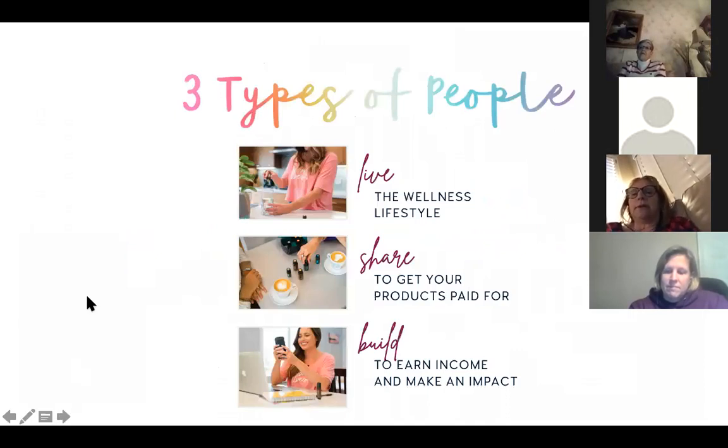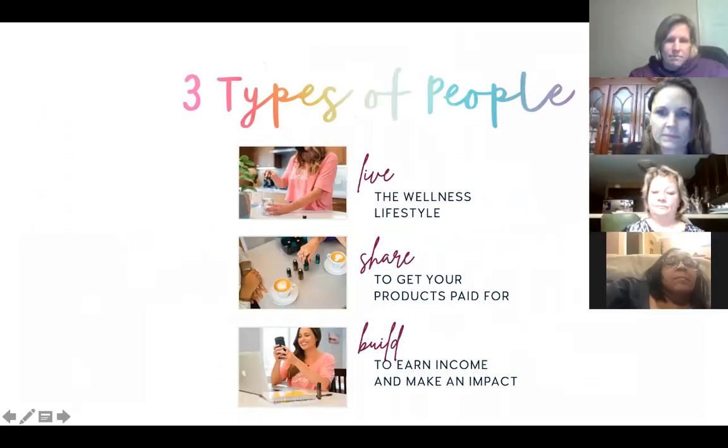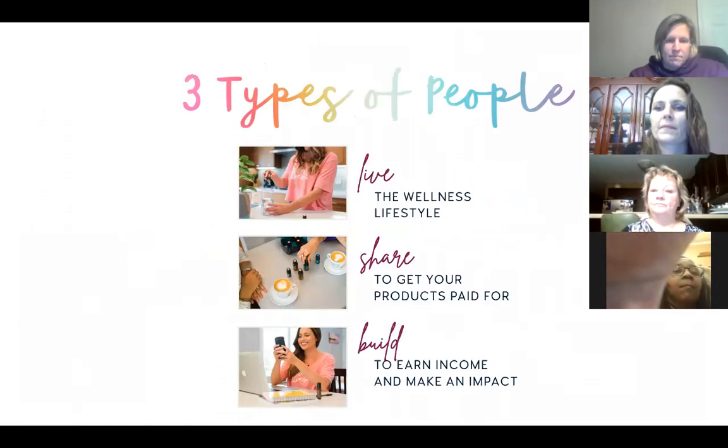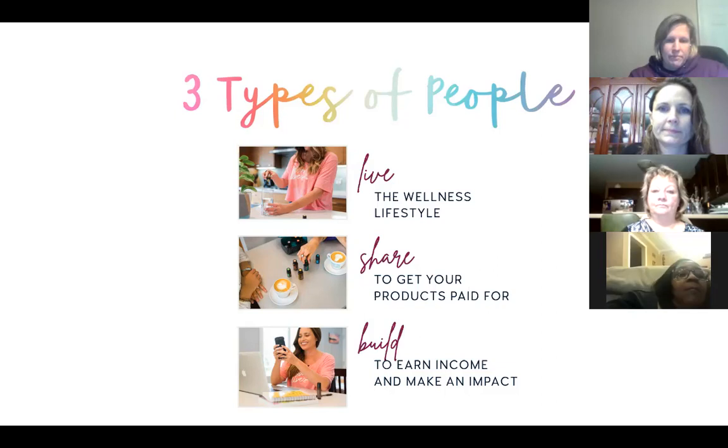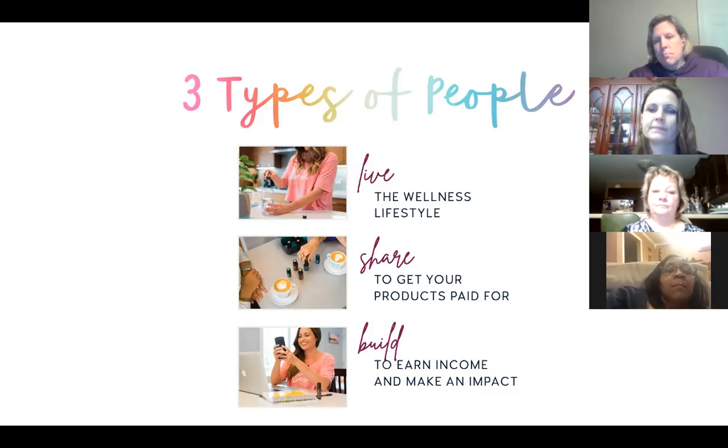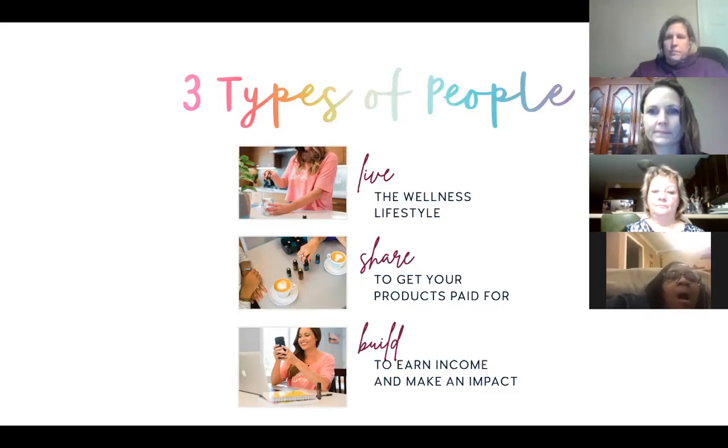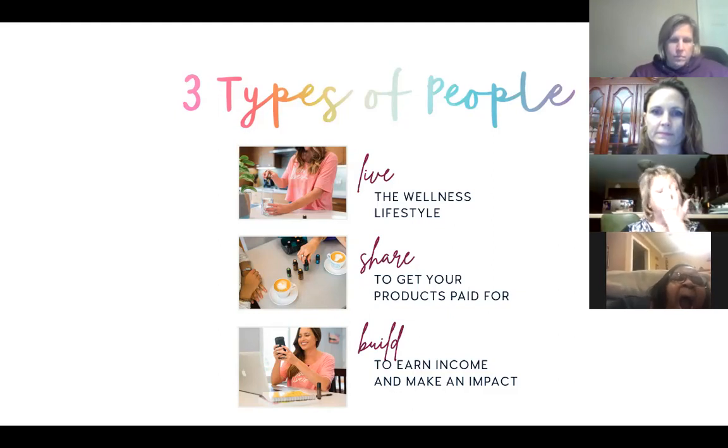So typically in doTERRA, the first benefit that doTERRA offers everyone is these incredible essential oils, right? We're provided with these beautiful essential oils where we can live this amazing wellness lifestyle. We can level up, focusing on our health and our wellness, and there's this incredible community. Those are the benefits and the reasons why I came into essential oils. But typically we find there are three types of people. There are people who want to live the wellness lifestyle. They love their oils, they want to use their oils, and this is where they want to be. This is where they're happy.